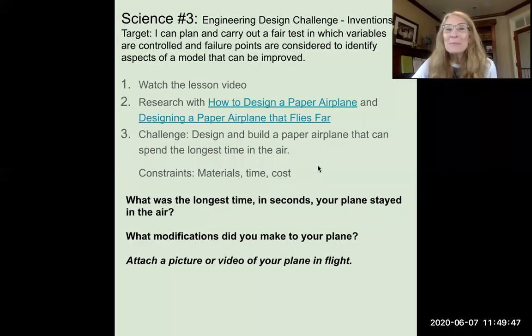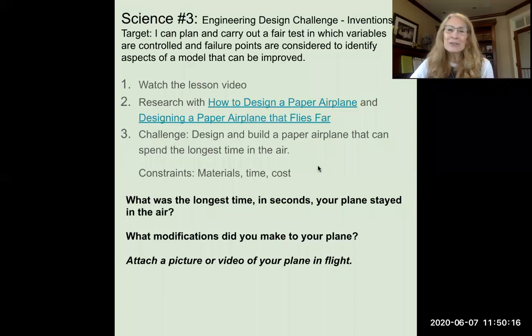How are your paper airplane skills? Choice number 3 in science asks you to plan and carry out a fair test in which the variables are controlled and failure points are considered to identify aspects of a model that can be improved. So the idea is not just to make an airplane and fling it around, but to try and improve upon your model and use some science knowledge to make those improvements.